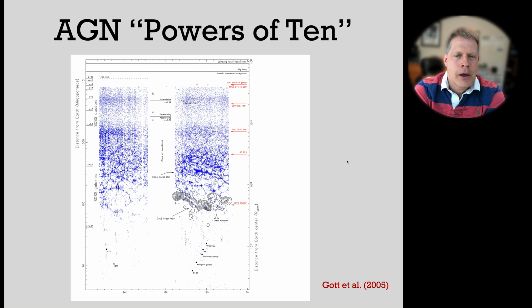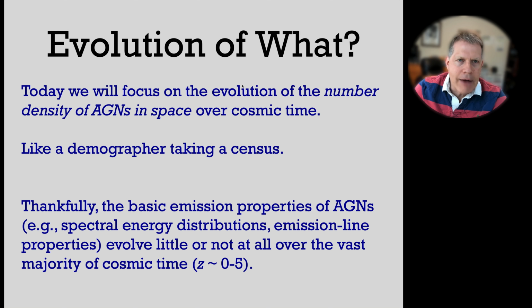So we're out to sort of gigaparsec scales, generally the largest scales over which we study active galactic nuclei in the universe. Okay, so we're going to talk about evolution of AGN, but evolution of what exactly? Well, today we are going to be focusing on the evolution of the number density of AGNs in space measured over cosmic time. So it's kind of like a demographer taking a census of AGN out in the universe. So we're interested in the number density of AGNs of a given type over cosmic time. That's what our emphasis is on.